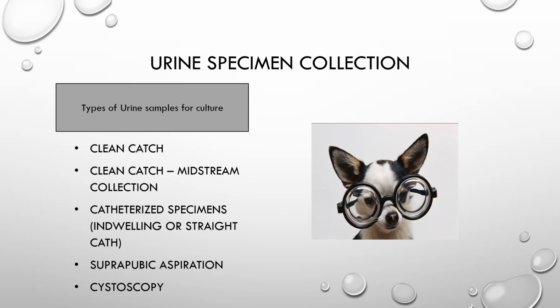And then we have suprapubic aspiration, which is actually where they take a needle and a syringe and they aspirate urine directly from the bladder. That's a surgical procedure where they're looking for anaerobes. And then cystoscopy is actually more like a sample collection directly from the kidney. Usually they're not looking for UTIs here. More often they're looking for kidney cellular inclusions and things of that nature.